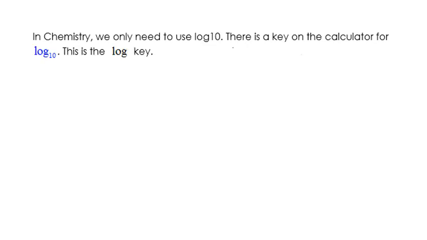In chemistry we only need to use log 10. So in A-level chemistry you will only ever be asked to use a base of 10. There's a key on your calculator for log 10, which is called the log key, so have a look at your calculator, make sure you can find it, and make sure you're comfortable using it. You don't want to be panicking in an exam that you've forgotten how to use it, so make sure you're comfortable with it.